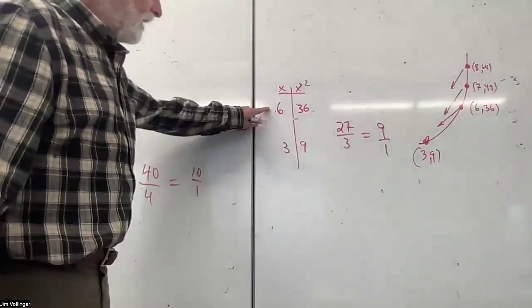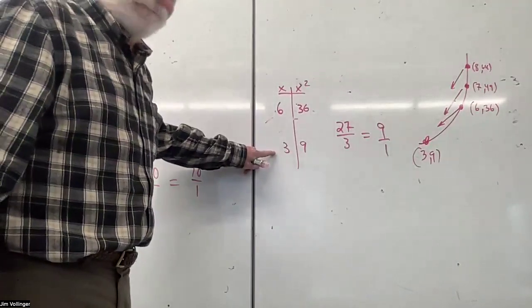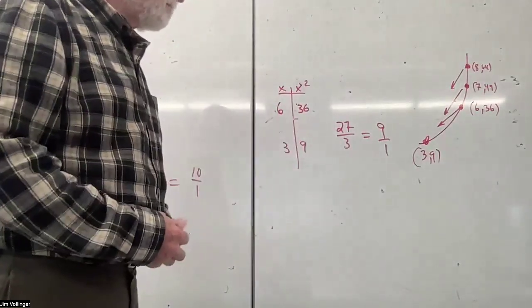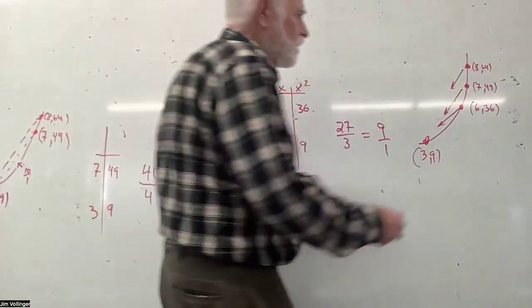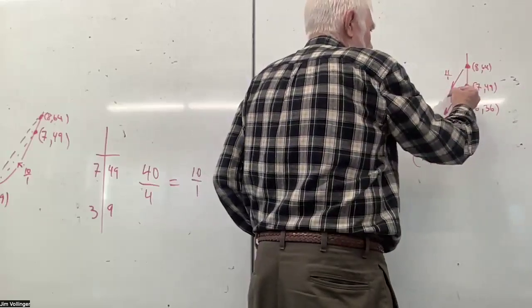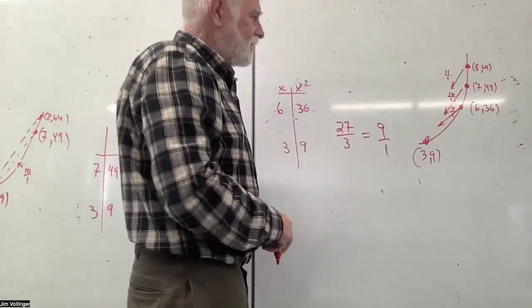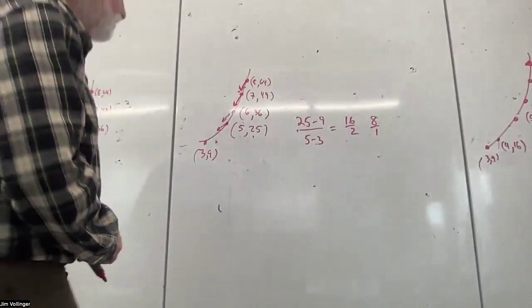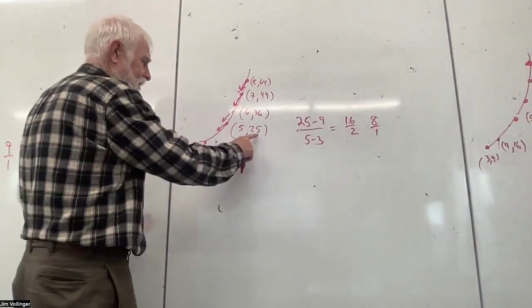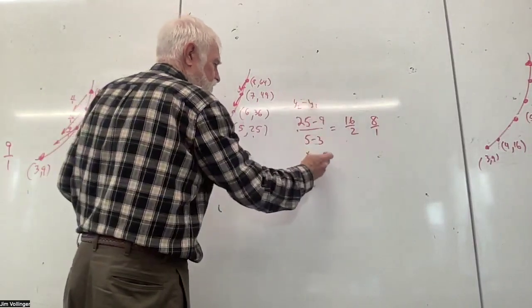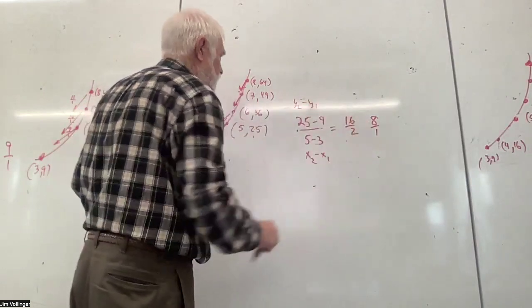Continuing to bring x2 closer to x1, 36 minus 9 is 27 divided by 3. And the average rate of change now is not 11-to-1, not 10-to-1. It appears to be 9-to-1. Interesting. Little trend here. You want to guess what it's going to be? At 5, 25? 25 minus 9, y2 minus y1, over x2 minus x1, 8-to-1.